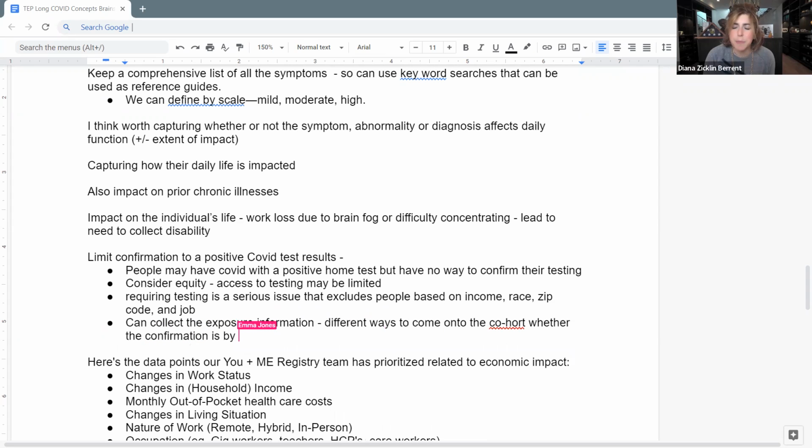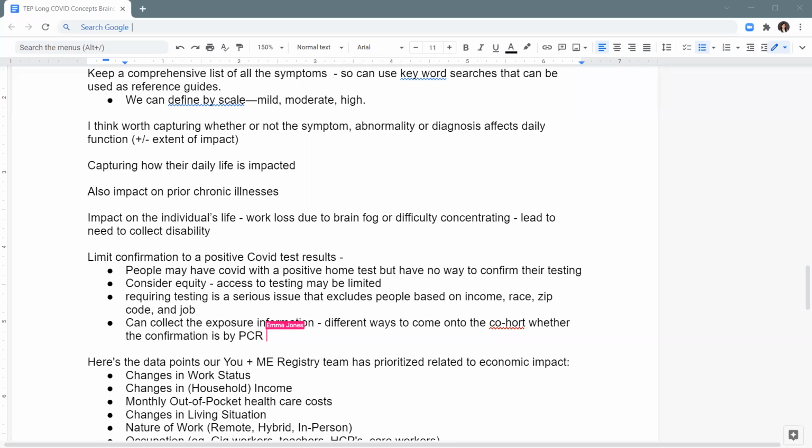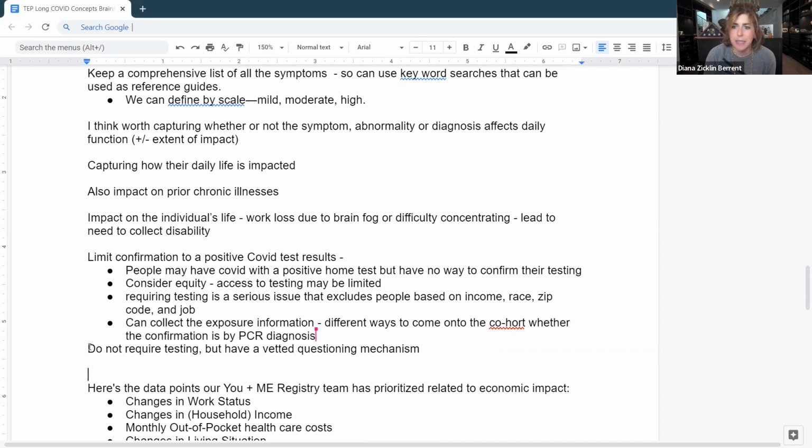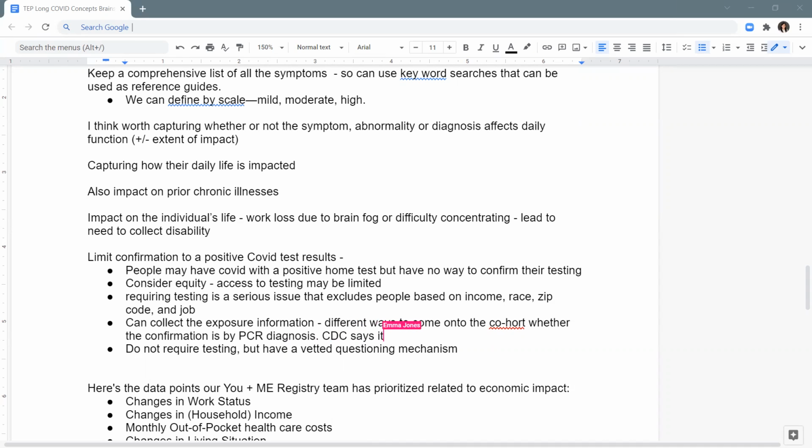I just want to do some scope setting. The CDC guidance says specifically that it is up to a doctor's discretion to diagnose long COVID. And I would like to do some scope setting for the project, because I think we're going down a rabbit hole that we don't need to go down. I don't think we in this room need to define what criteria meet a long COVID diagnosis. I don't think that's our job.